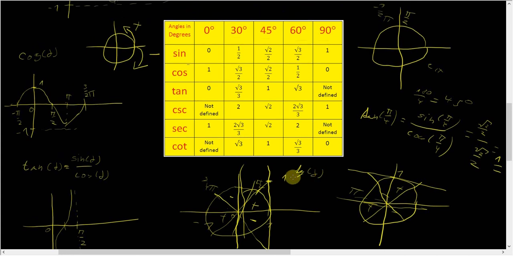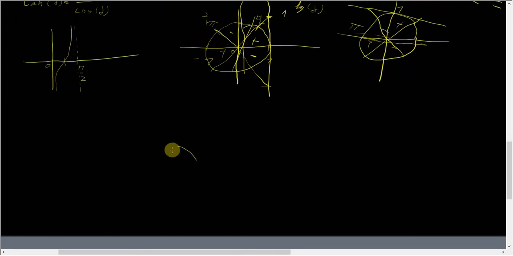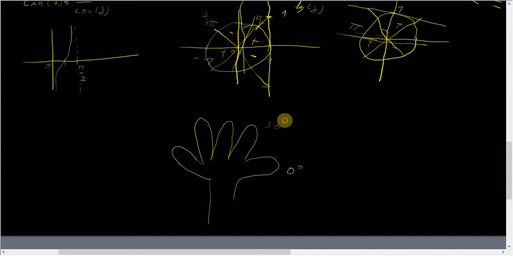You do not need to learn this table. There's a really clever trick I can teach you. So if you hold out all 5 fingers on your hand, this is 0 degrees, this is 30 degrees, this is 45, this is 60, and this is 90 degrees. You can find out the corresponding pi values, so this is pi half, this is pi fourth, pi third, pi over 3, sorry.